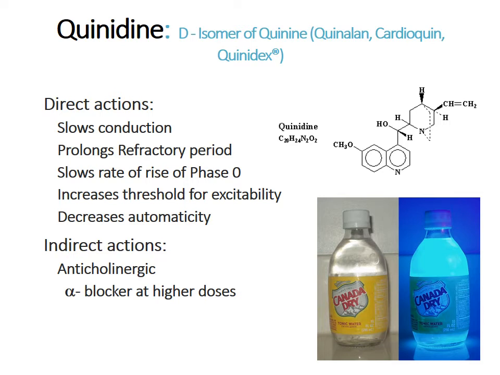Some of the other things, you can actually see some indirect actions. It has some anticholinergic effects, which you may think is kind of counterproductive because you'd actually be increasing heart rate at that point, but it's just some ancillary effects you see there. And then it also has some alpha blocking effects at higher doses. So you may actually see some effects on the blood pressure due to that.